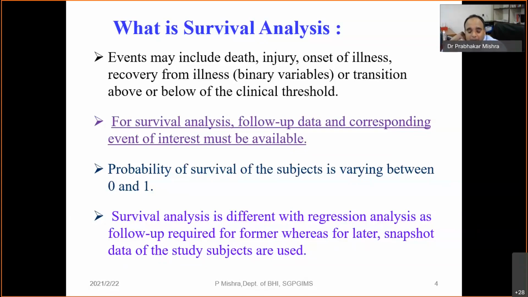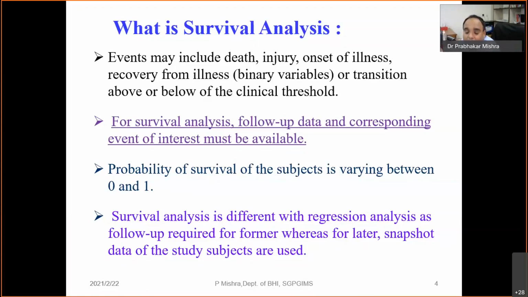Similarly, after a particular treatment, we are interested to know after how many months or years this patient will develop the recurrence. So it means we start to follow up since treatment up to the recurrence time, up to experiencing the recurrence of the disease. So for this duration, our event will be a recurrence of the disease.